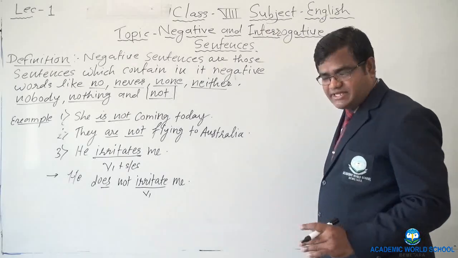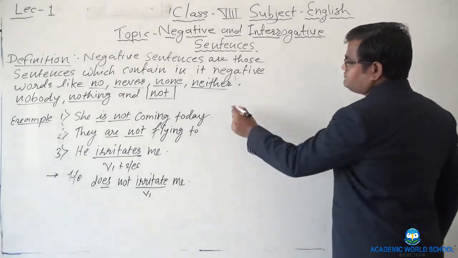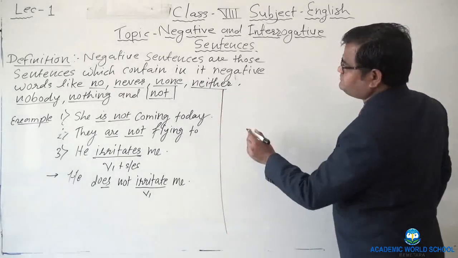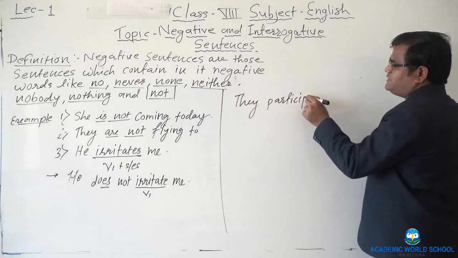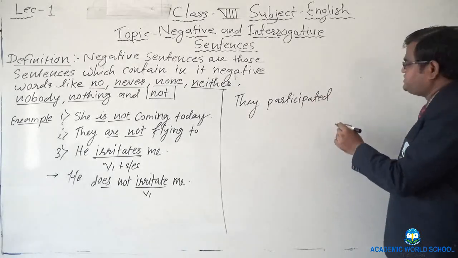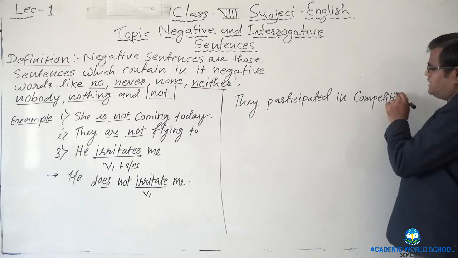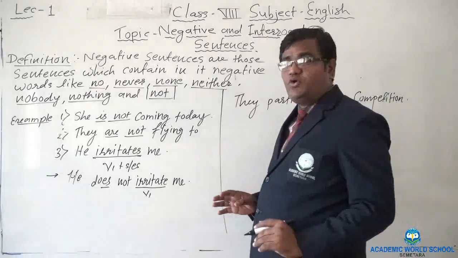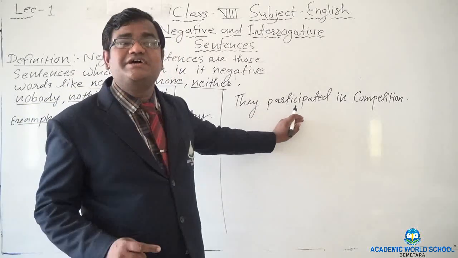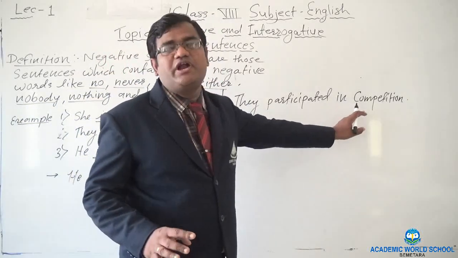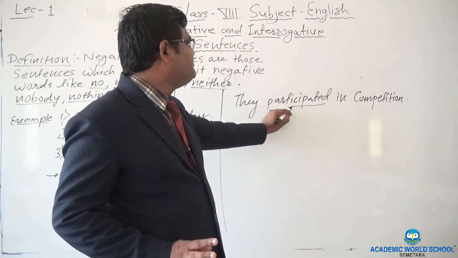Now let's see another example. I write here another example. For example, they participated in competition. Now, what is the verb in this sentence? Is there any helping verb? They is the subject. Participated is the verb form. Isn't it? We do not have any object. I will tell you how to find the object also. So they participated. It is the second form of the verb used here.